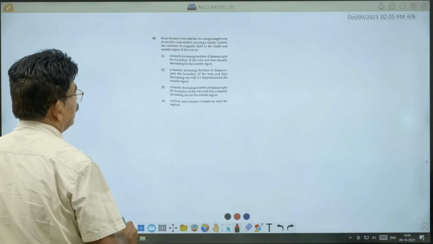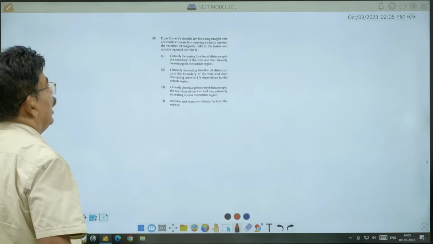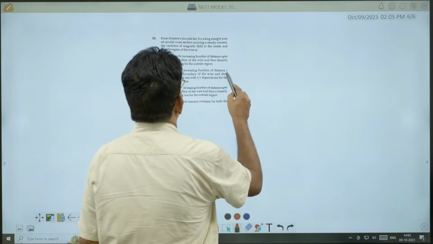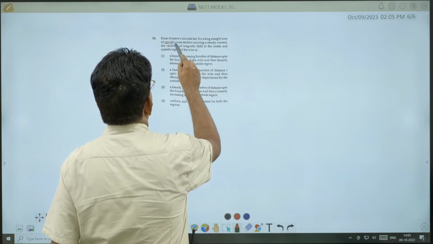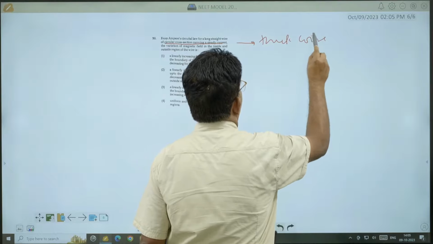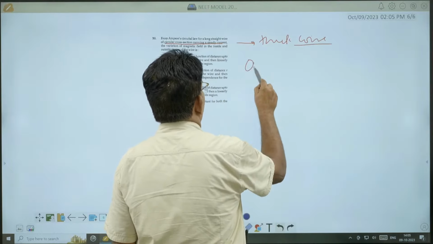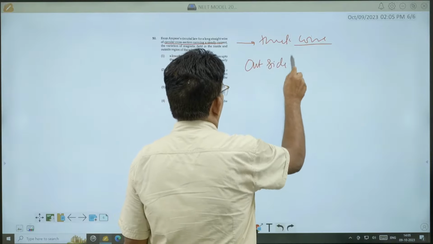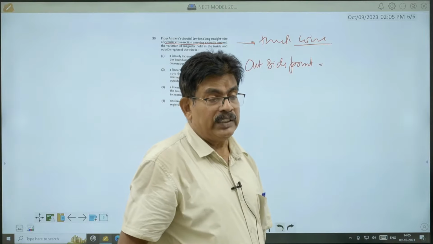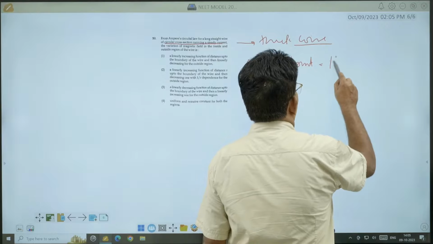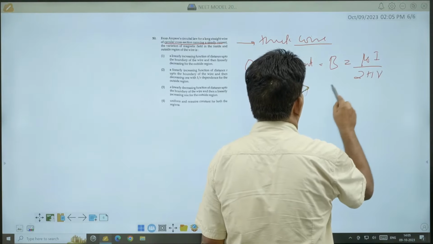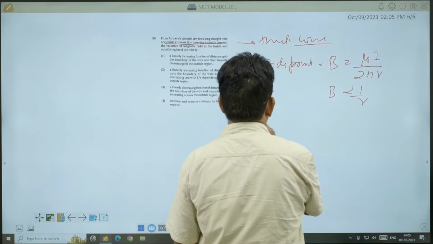Next one, the 50th and last question. Ampere's circuital law applied to a straight wire having a cross-sectional area, which means it's a thick wire. For a thick wire, for outside points, we can consider the whole current to be along the axis of the wire, and the magnetic field at outside points will be μ0 I by 2π r. B is inversely proportional to r.